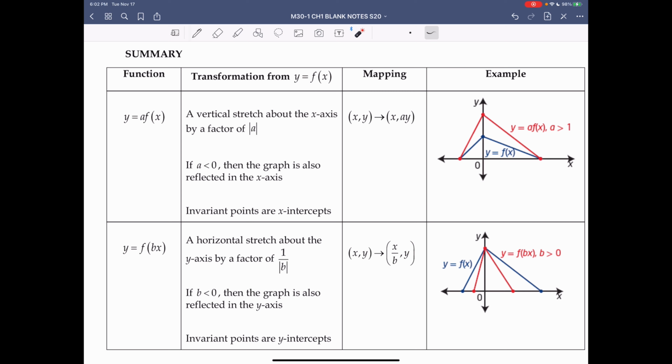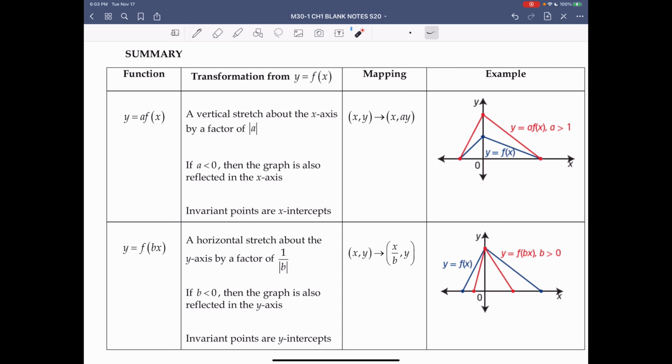Then for the function y equals f of b of x, the transformation from y equals f of x is a horizontal stretch about the y-axis by a factor of 1 over the absolute value of b. If b is less than 0, then the graph is also reflected in the y-axis, and the invariant points are y-intercepts. Mapping notation, a point x, y on the function y equals f of x would become the point x over b, y for the function y equals f of b of x.